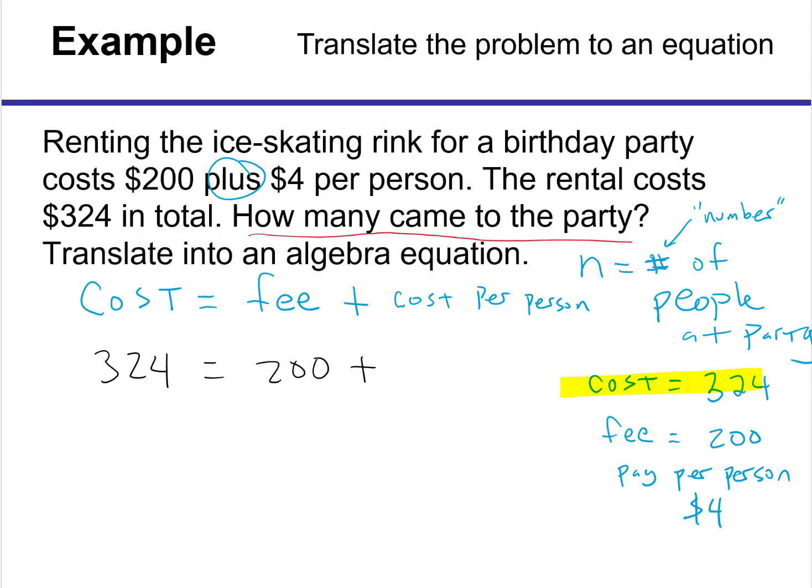If we had one person, it would cost $4 for that one person. If we had 3 people, well, each of those 3 people would cost $4. So wait, that's 3 times 4, which would be $12. So we have to multiply the $4 times the number of people we have.